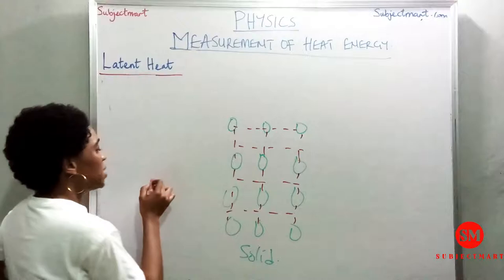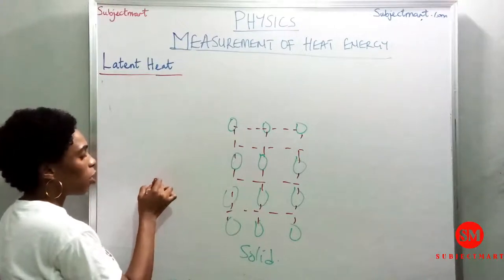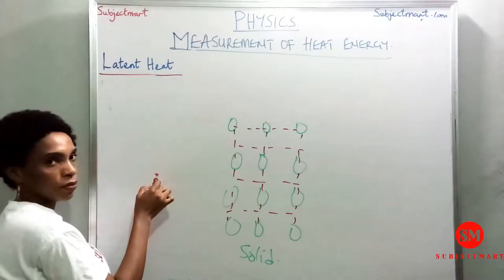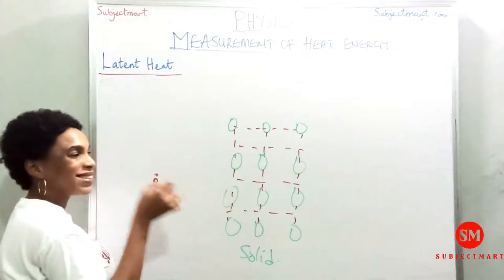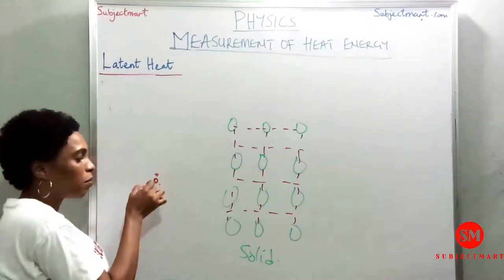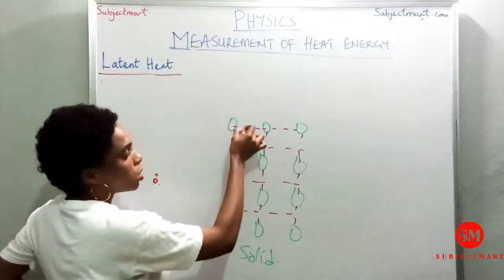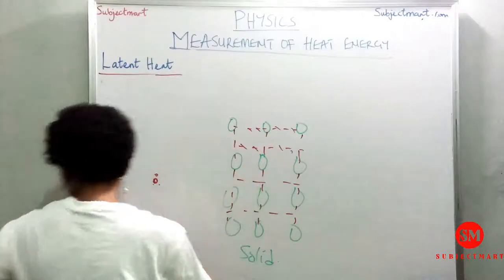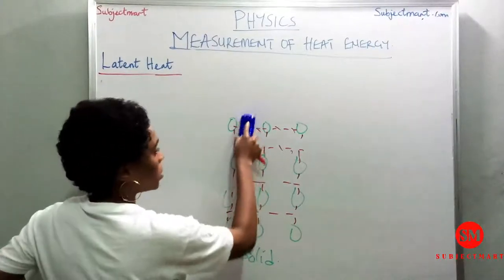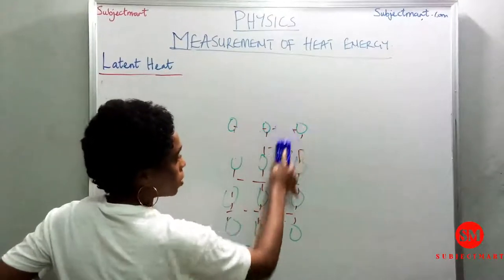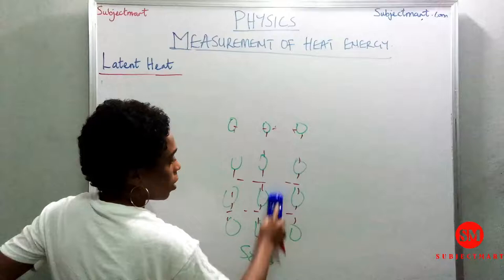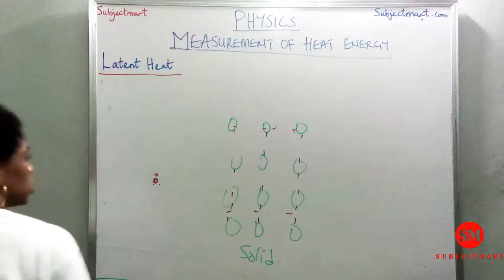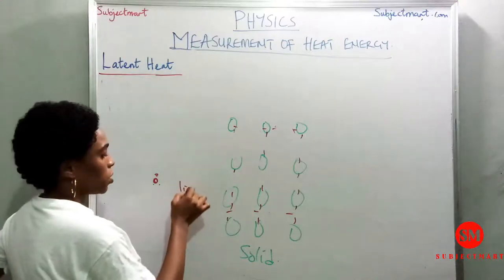So at that point, the temperature of the ice, let's say it's at 0 degrees, remains at 0 degrees. Even though the heat is being absorbed, instead of melting it, the heat will be used in breaking off these intermolecular forces. So what happens eventually is that these intermolecular forces get broken off, and then the ice changes to liquid.